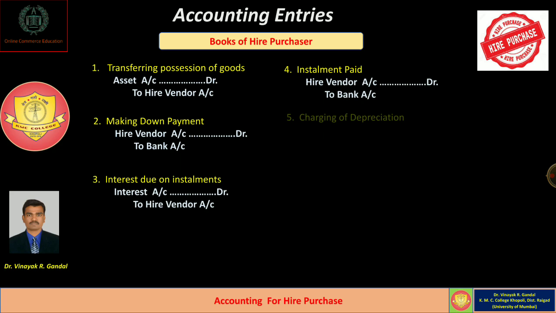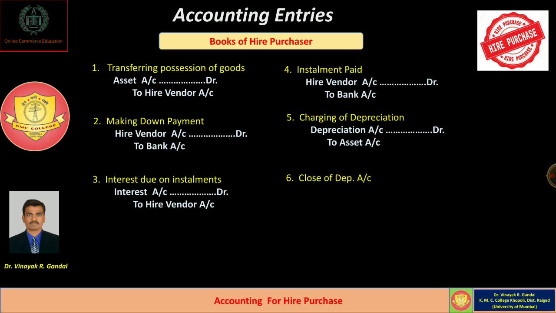Okay. And the fifth transaction is about charging of depreciation. So the hire purchaser needs to charge or calculate depreciation in each year, and it is to be recorded on the credit side of machinery account by preparing the entry, like depreciation account debit to asset account. And the sixth transaction is for closing of depreciation account.